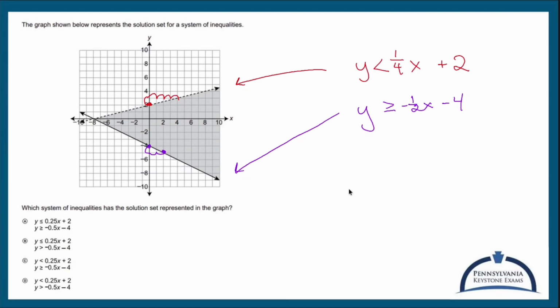Now, they want decimals. So let's convert these into decimals quick. y is less than 1/4, which is a quarter, so 0.25x plus 2. And they want y is greater than or equal to -0.5x minus 4. And that matches up nicely with C. All right, just double checking, and yeah, we're good. It's going to be C.